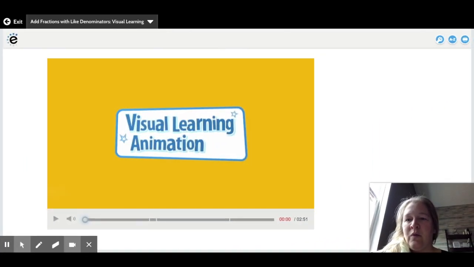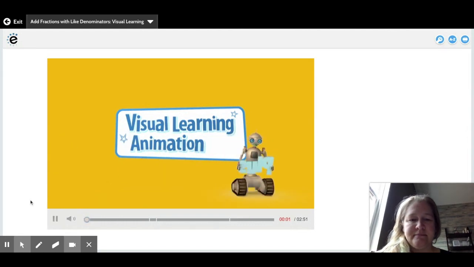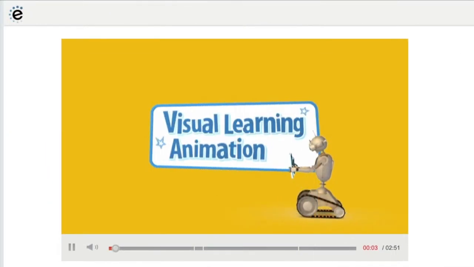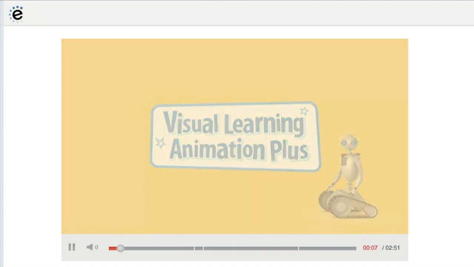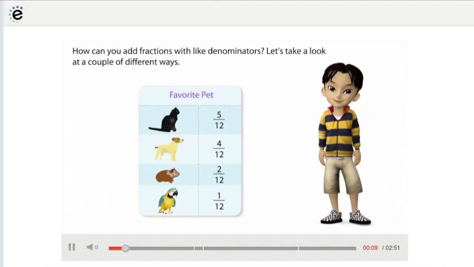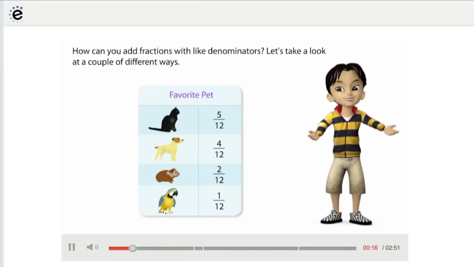Okay, friends, we're going to watch topic 9.3, adding fractions with like denominators. How can you add fractions with like denominators? Let's take a look at a couple of different ways.